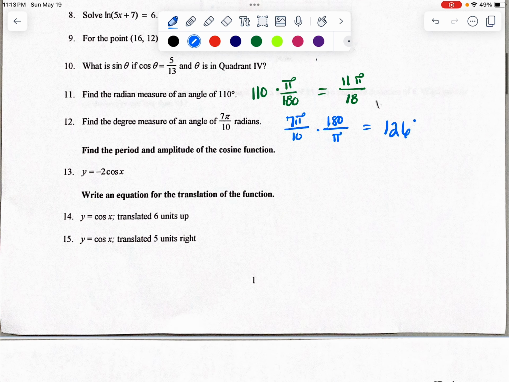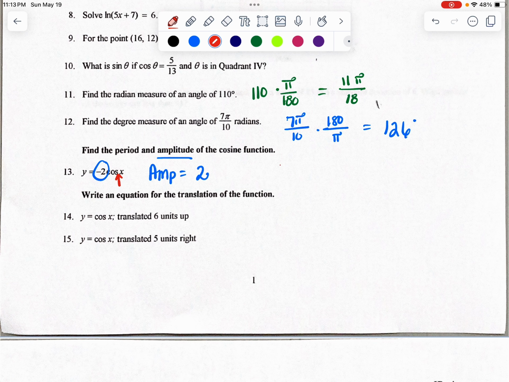All right, number 13, the period and the amplitude. So first of all, let's do the amplitude. It is the easiest one. It's whatever the number is in front of your sine or cosine. In this case, it would be a -2. Remember, all the negative does is flip it upside down. So the amplitude of this one is just 2, meaning from our midline up and our midline down, it would be 2 units.